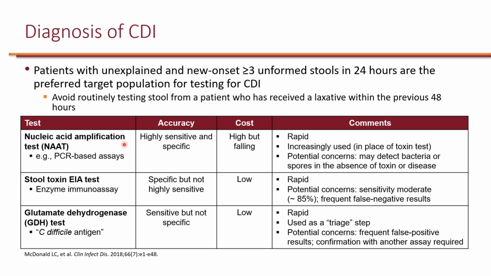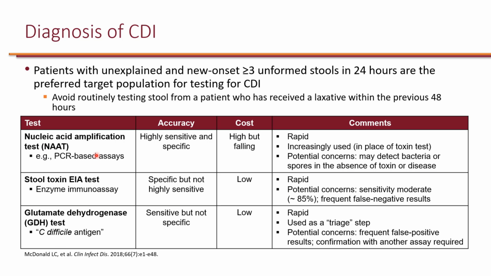Now, in general, the 3 commonly used tests include nucleic acid amplification test or NAT. So this is basically a PCR-based assay. We also have stool toxin enzyme immunoassay test. We also have glutamate dehydrogenase or GDH test, which is considered a C. diff antigen. Now let's take a look at the differences between these.